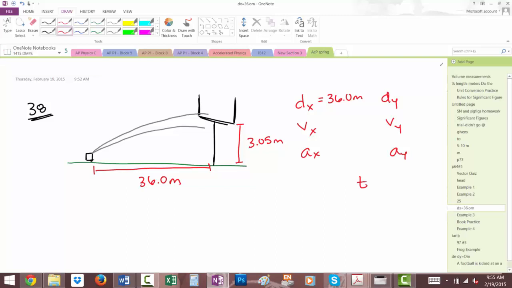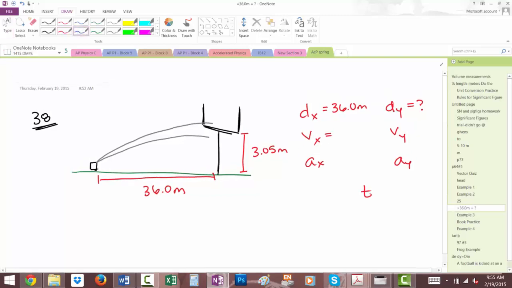When it gets to 36 meters in the x direction, how high up is it? So let's find dy. Let's make that our question mark. If it's more than 3.05, he scored. If it's less than 3.05, it's no good. Okay? You've got an initial velocity like this that we're going to break down into x and into y. So this is going to be vi times the cosine of theta again. This is going to be vi times the sine of theta.